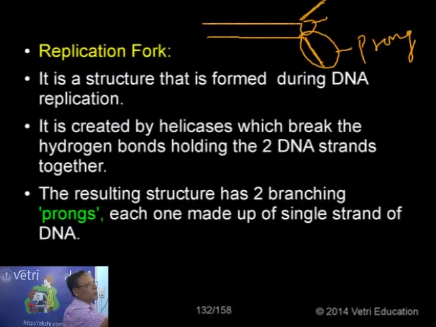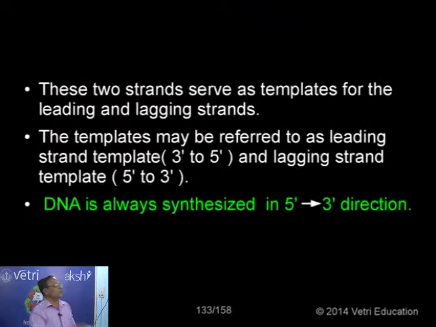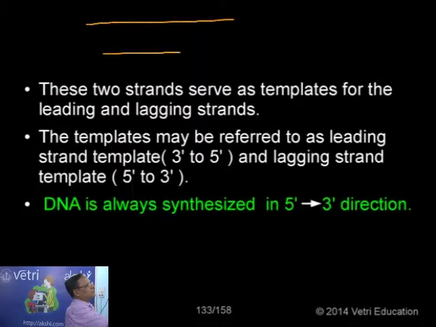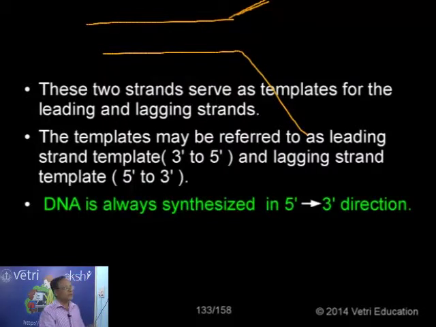Now, this prong may be left and that one may be right. Each prong is represented by one strand of DNA, which is the template for the synthesis of a new strand. So we have the two strands like this. They get separated. I'll show the picture later. This is one prong, this is another prong, and each strand is acting as a template for the synthesis of a new strand.